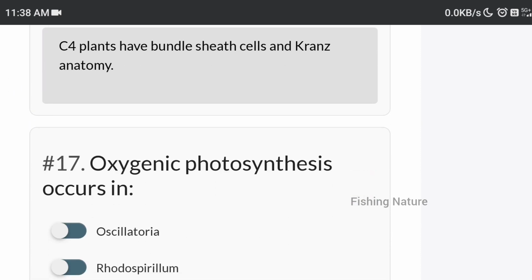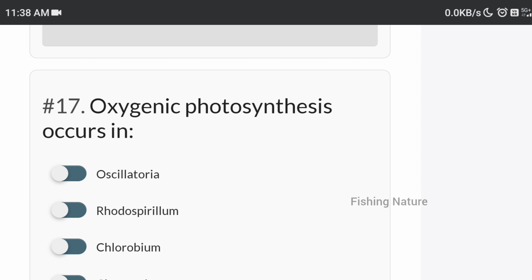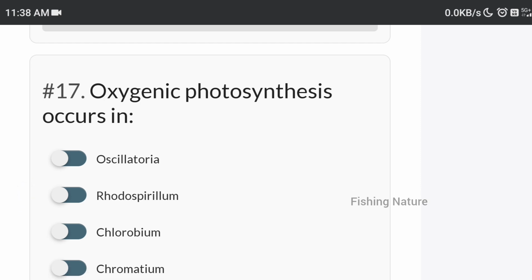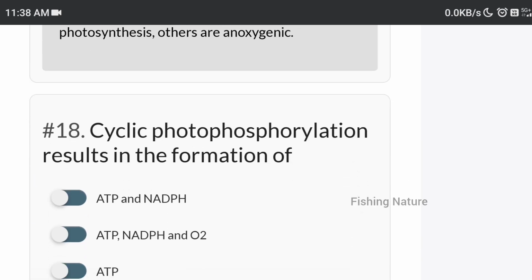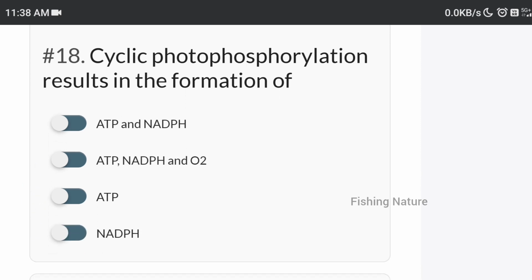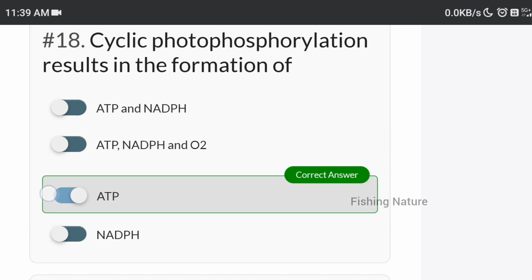Next, oxygenic photosynthesis occurs in Oscillatoria, or Rhodospirillum, or Chlorobium, or Chromatium. Which is the correct statement? It is Oscillatoria. Next, cyclic photophosphorylation results in the formation of ATP and NADPH, or ATP, NADPH and O2, or ATP, or NADPH. Which is correct one? It is option C, ATP.